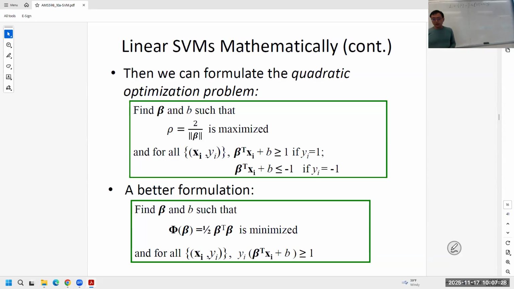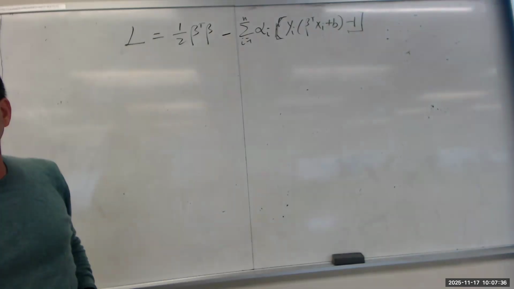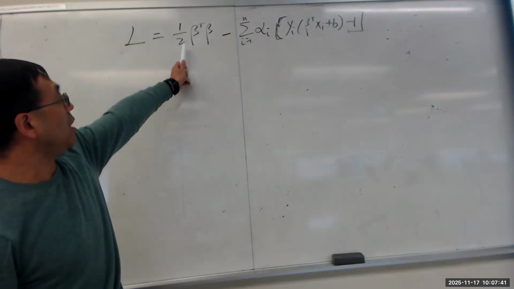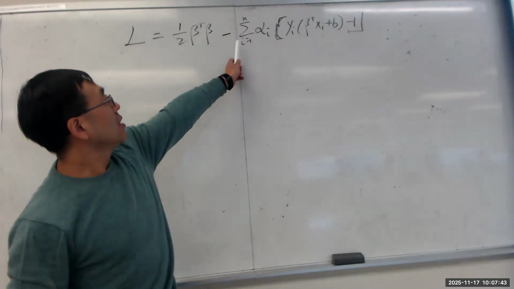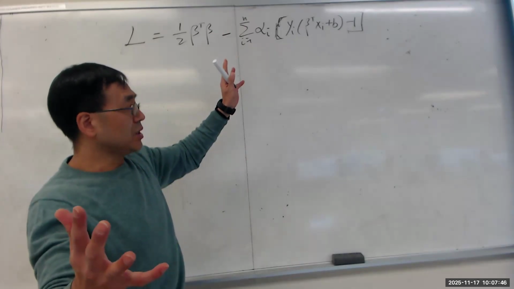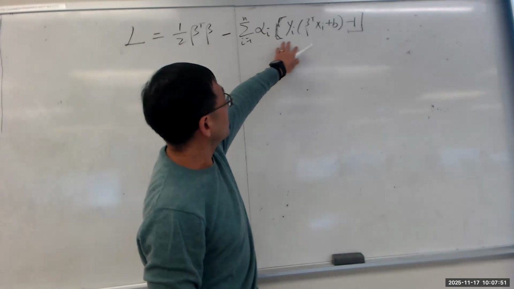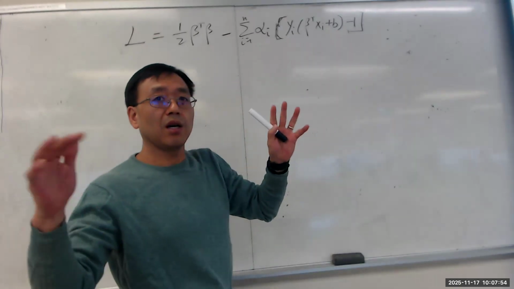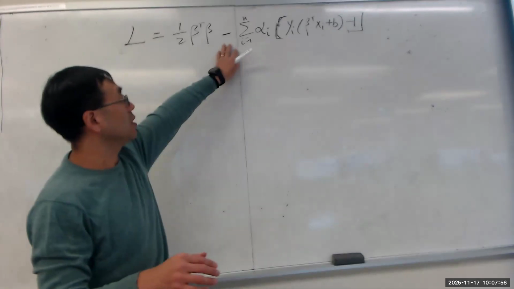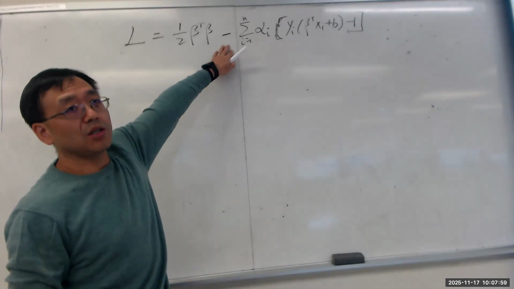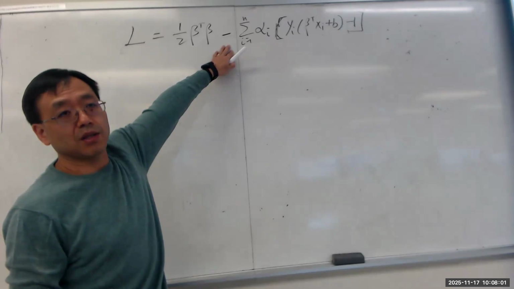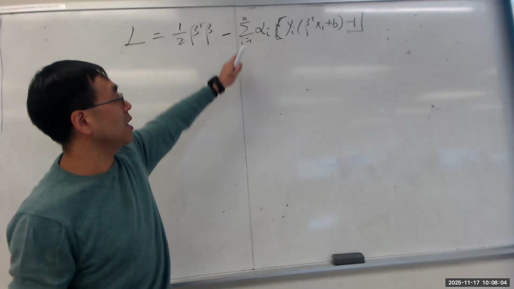So your Lagrangian function should be given by this. It is equal to your objective function, one half beta transpose beta, minus, since you have n inequalities, you use your Lagrange multiplier alpha i times each inequality. Because this inequality is bigger than or equal to, the form here has a negative sign, a subtraction instead of a summation, right?